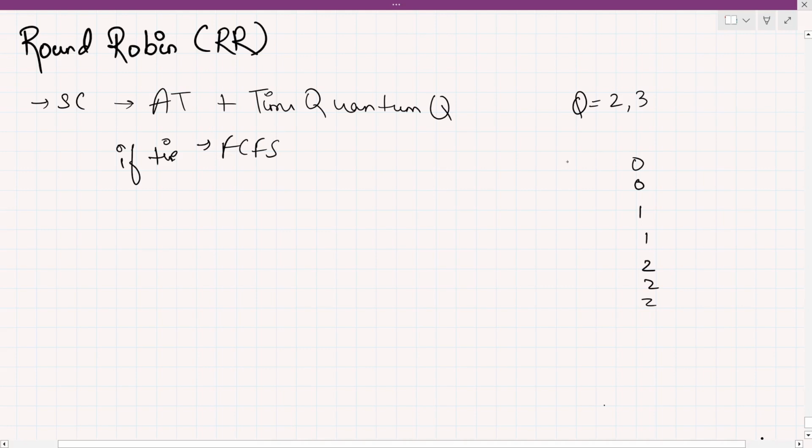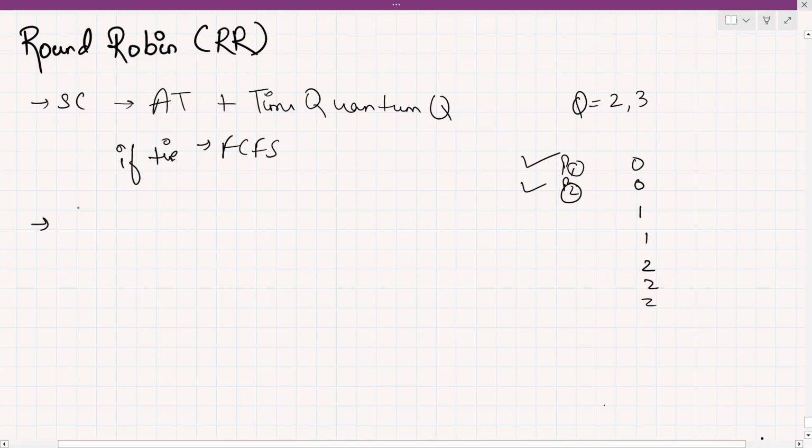What does FCFS say? Let's say P1 and P2 are two processes that come at arrival time 0. What FCFS does is that the process that comes first will get the CPU first. So we see the IDs of the processes. The ID of this process is 1, the ID of the other process is 2. So 1 is less than 2, so we assume that P1 comes first and P2 comes second. This happens if there is a tie between arrival times. This is the scheduling criteria.